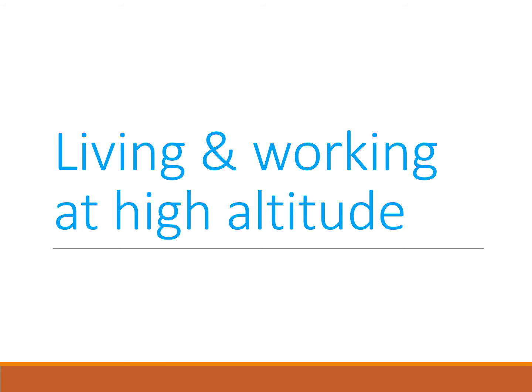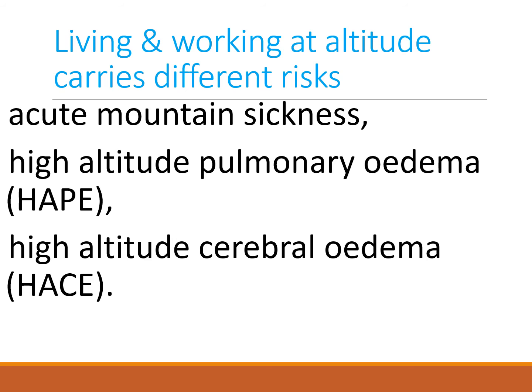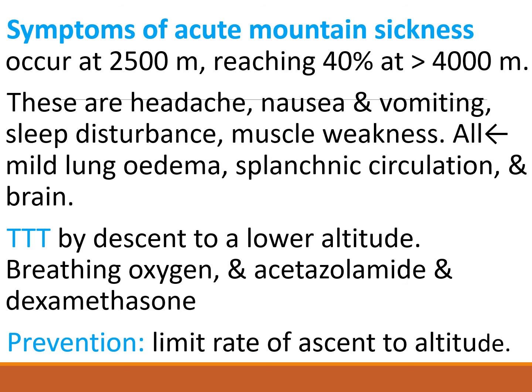Living and working at high altitude carries different risks: acute mountain sickness, high altitude pulmonary edema, high altitude cerebral edema. Symptoms of acute mountain sickness occur at 2,500 meters, reaching 40% at more than 4,000 meters. These are headache, nausea and vomiting, sleep disturbance, muscle weakness, all due to mild lung edema, splanchnic circulation, and brain.